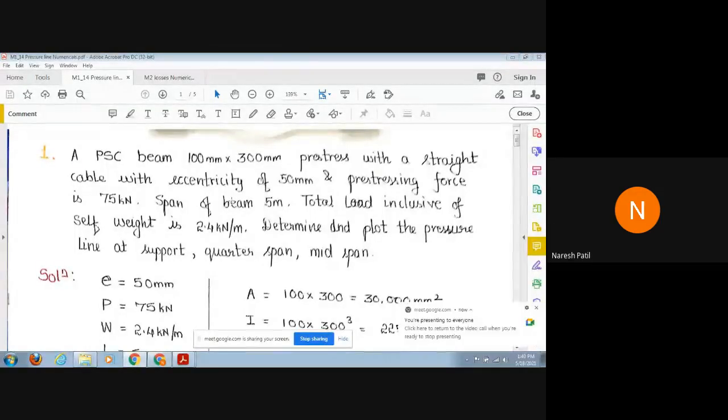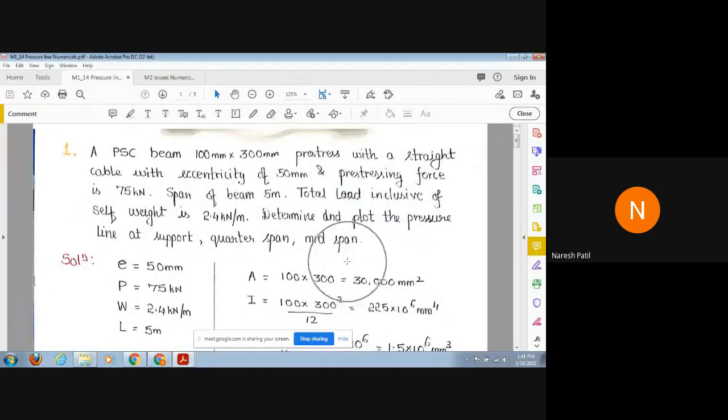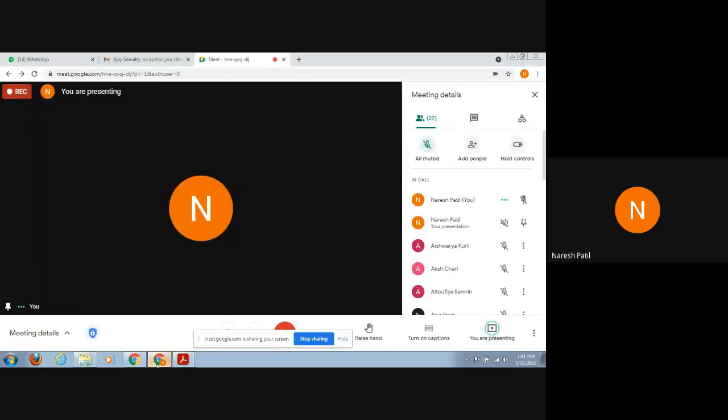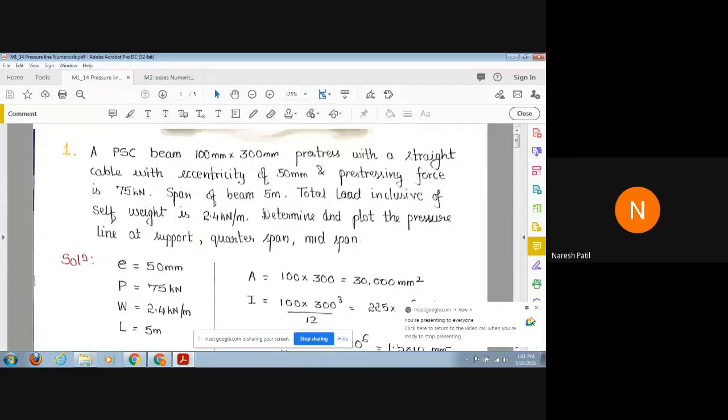So I think the screen is visible. We'll start with the explanation part now. So we have here a PSC beam. The statement is given. A PSC beam, 100 mm by 300 mm, is pressed with a straight cable with eccentricity of 50 mm and pre-stressing force is 75 kilonewton.